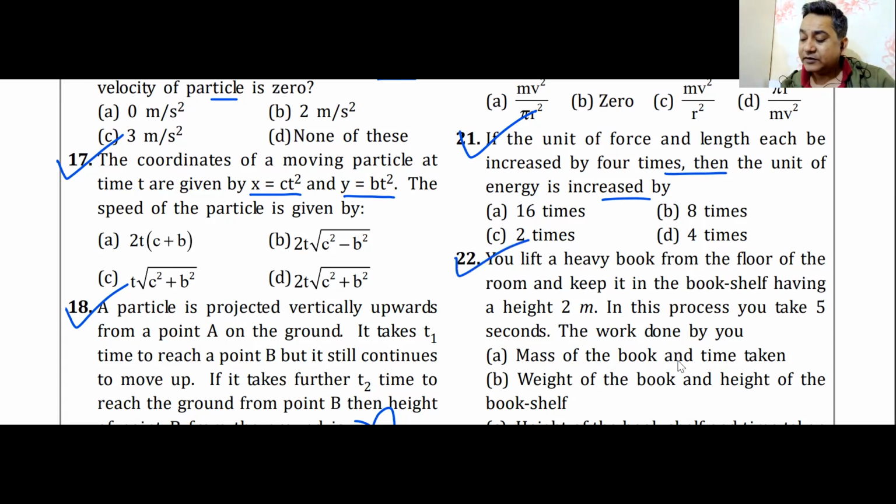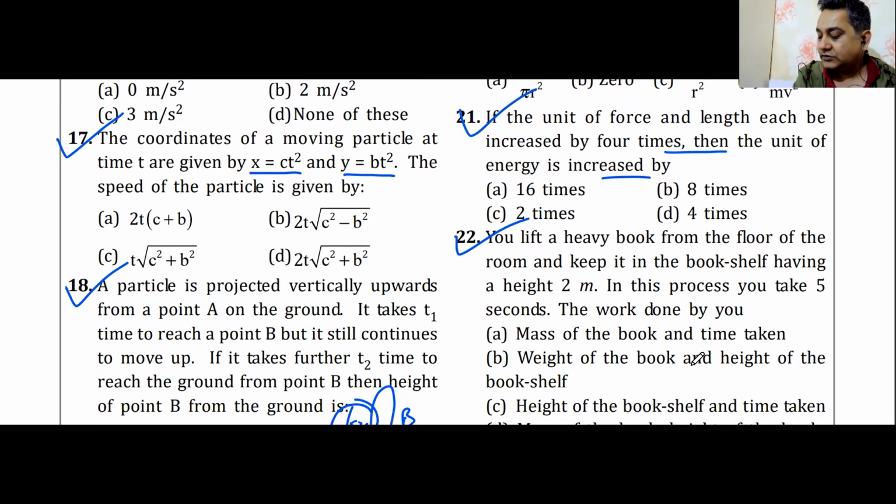You lift a heavy block from the floor of a room and keep it in a bookshelf having a height of 2 meters. In this process, you take 5 seconds. Work done by you? Again, a question which would take time to read, but then you know the answer and you can just tick it. So a paper has to be in that pattern where it resembles what you are supposed to see in the examination hall.